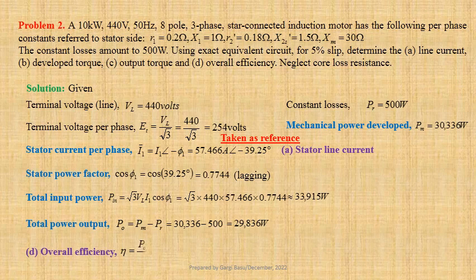Now we shall determine overall efficiency of the motor. Eta equals PO divided by Pin. Using values we get 29,836 divided by 33,915, that is equal to 0.8797 per unit or 87.97%.